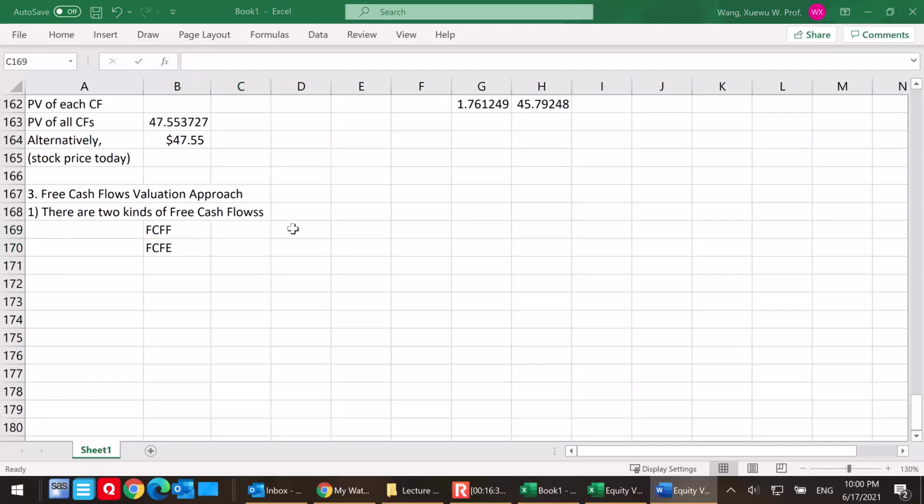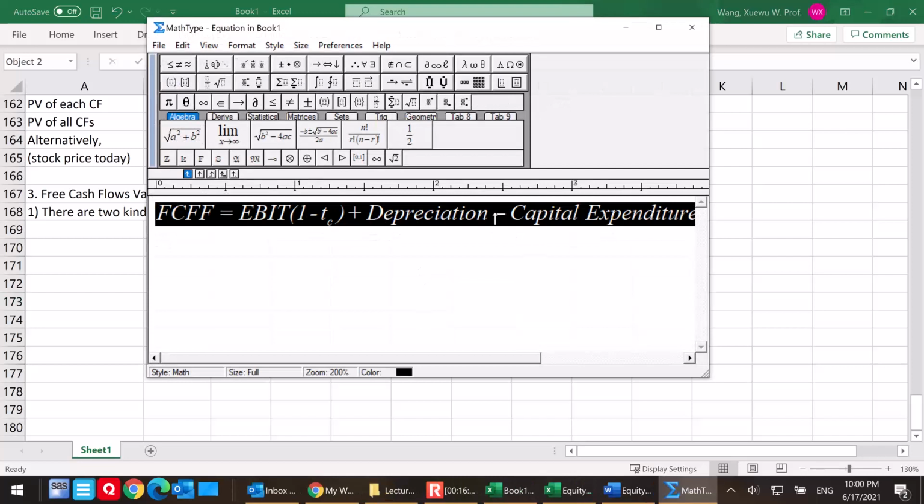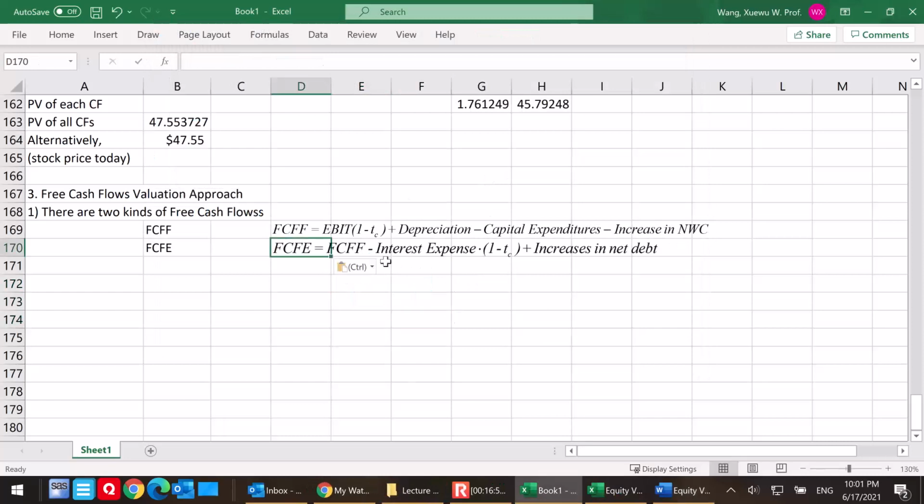So let me just copy our definition and paste it here. So this is actually the free cash flow for the firm. And I just copied this directly from the lecture notes. And there's another definition for free cash flow to the firm's equity holders. So that is the definition for the free cash flow to the firm's equity holders. So let's just look at these definitions for a second.